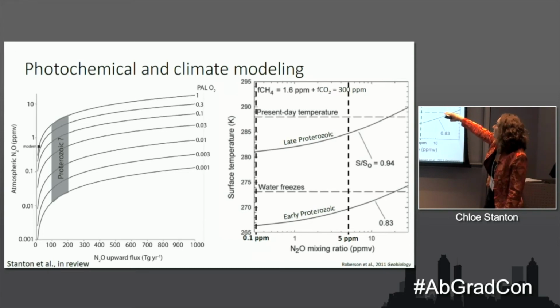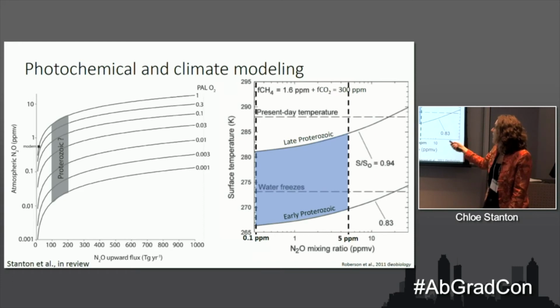In the late Proterozoic, it was higher, so this relationship between the N2O mixing ratio and temperature changed throughout this time period. But during this time period, with a background N2O of 0.1 to 5 ppm, which we could expect given our assumptions and our modeling calculations, we do see a significant level of warming just from nitrous oxide.